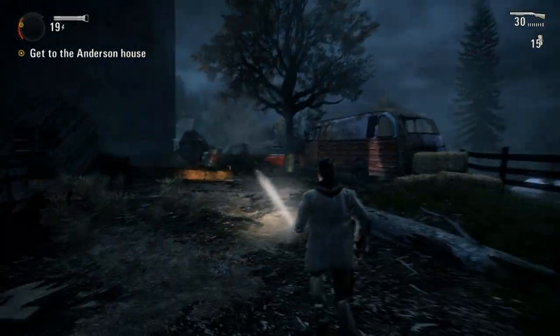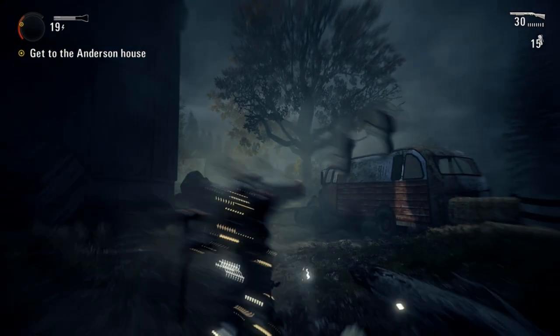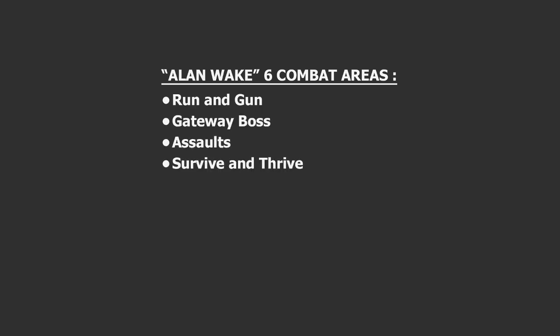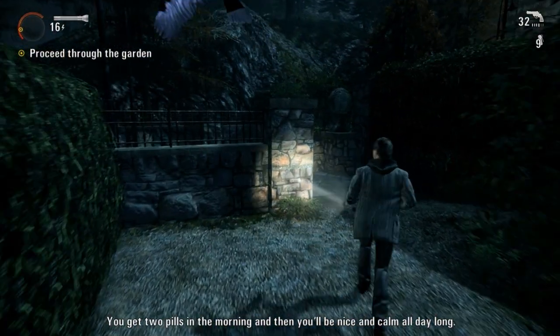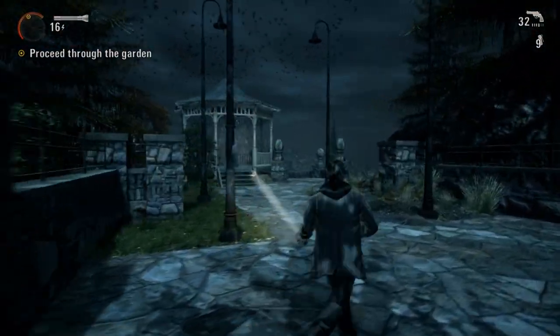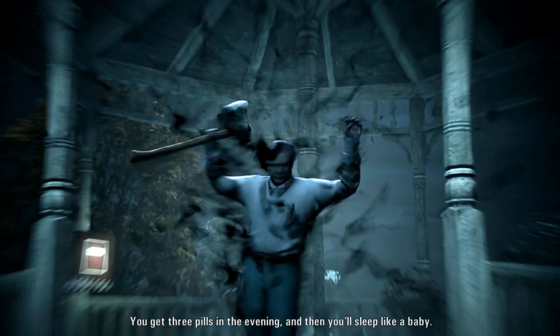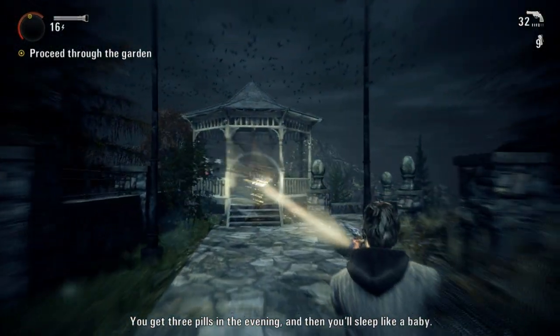And in Alan Wake, there are 6 combat areas that I saw and that you will encounter that I used over and over again throughout the game. These 6 are Run and Gun, Gateway Boss, Assaults, Survive and Thrive, VIPs, and Vehicle Manslaughter. And in this tutorial, we're going to break each of these down, what they mean, so then you can use these combat scenarios and combat naming convention in your own level designs and start thinking more deliberately about your combat scenarios. So let's get into it.